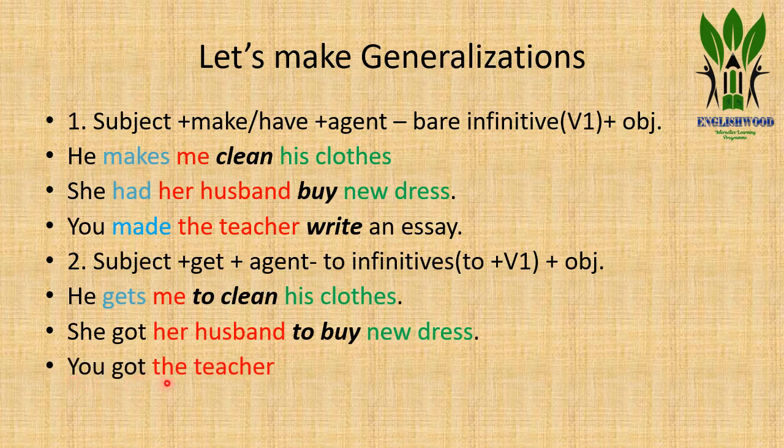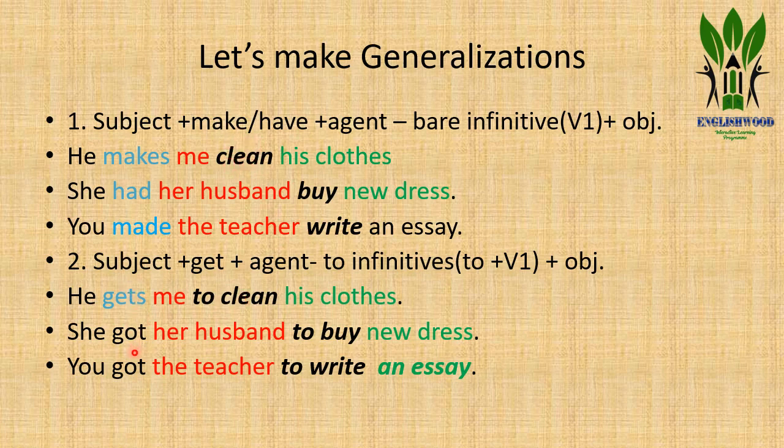Similarly, you got the teacher to write an essay. Now look at the difference here. He makes me clean his clothes, but he gets me to clean. Instead of make, if there is gets, then me, same thing. Here is clean, now to clean. So the only difference with make and have is that there is no to plus verb 1.